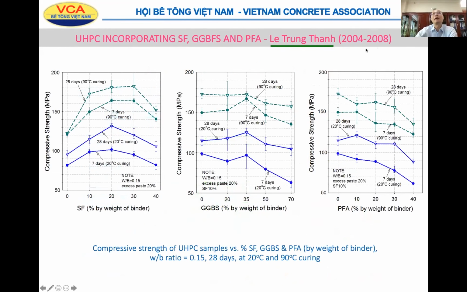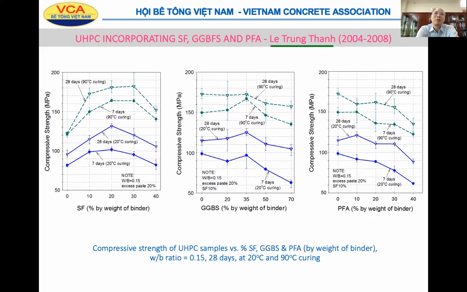Then we did a lot of tests, a few hundred mixes with different dosages, different percentages of silica fume, GGBS and HVFA. And we also found consistent results that if we use heat treatment with 90-degree hot water curing, we now have compressive strength over 150 MPa and even nearly 200 MPa. And with the water binder ratio 0.15, we can replace cement with silica fume up to 40%, and we choose the best, the optimum 10% only.